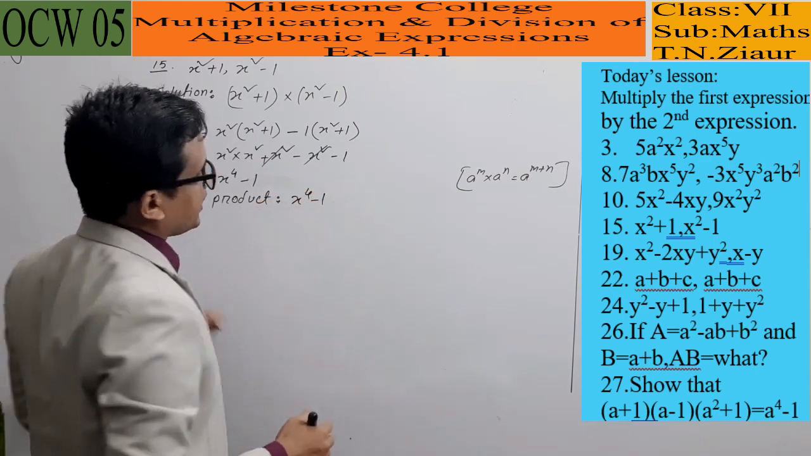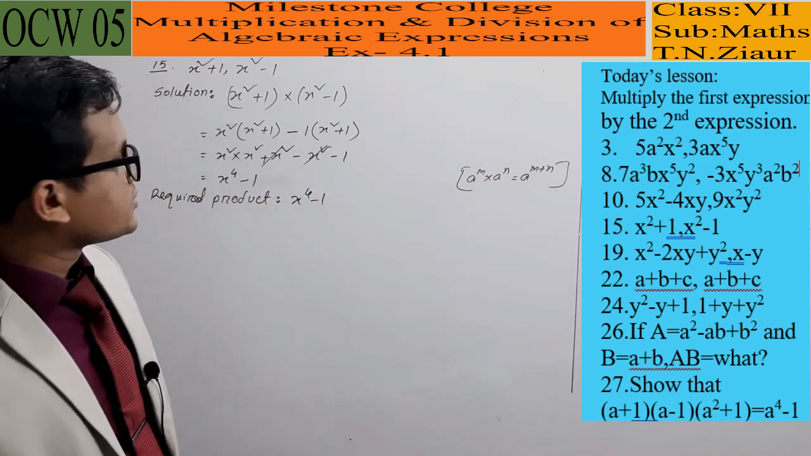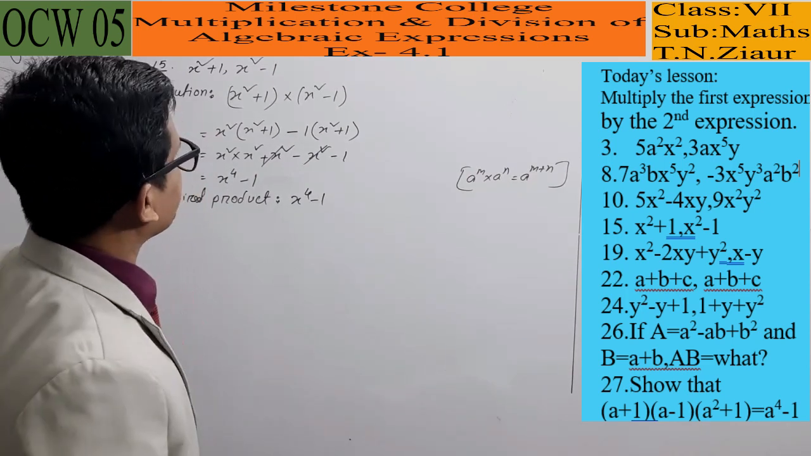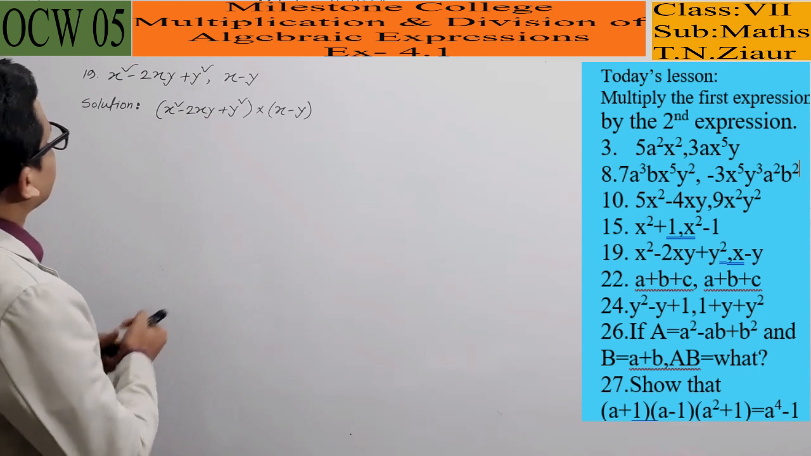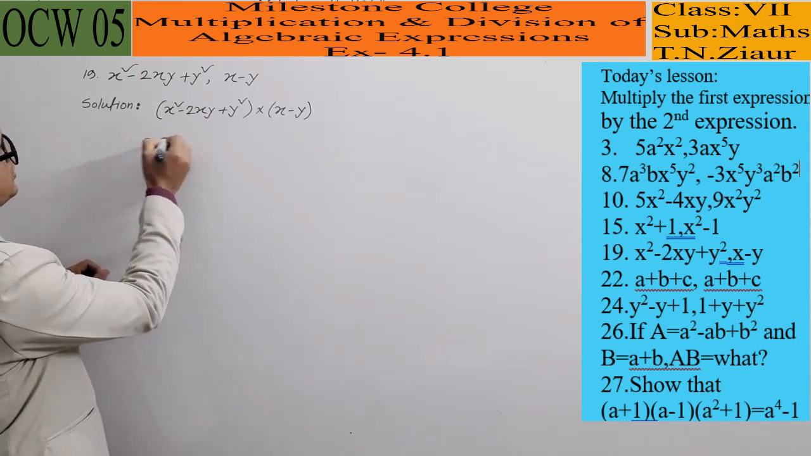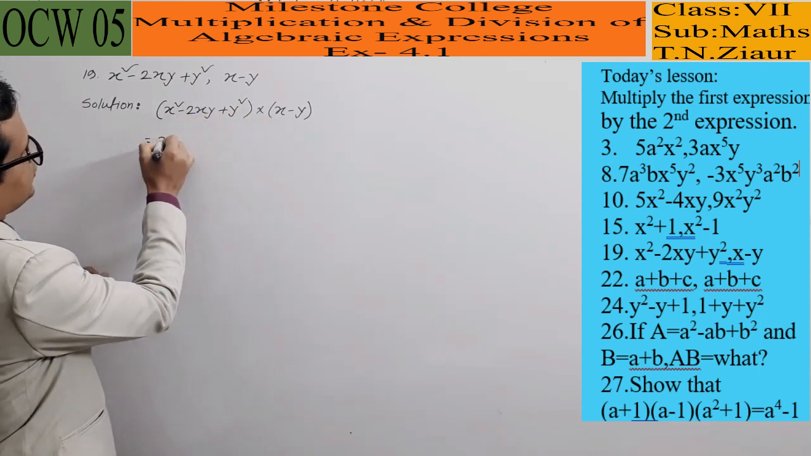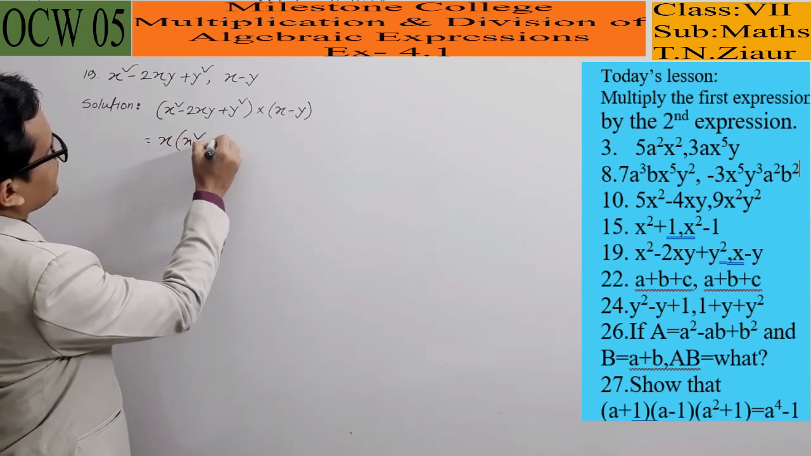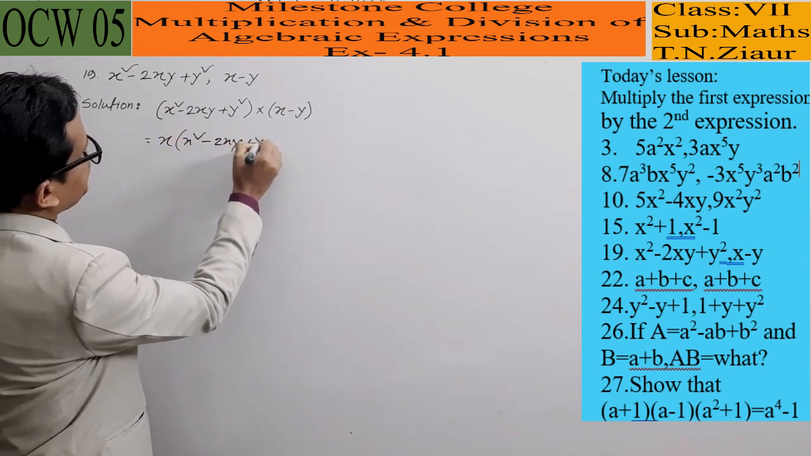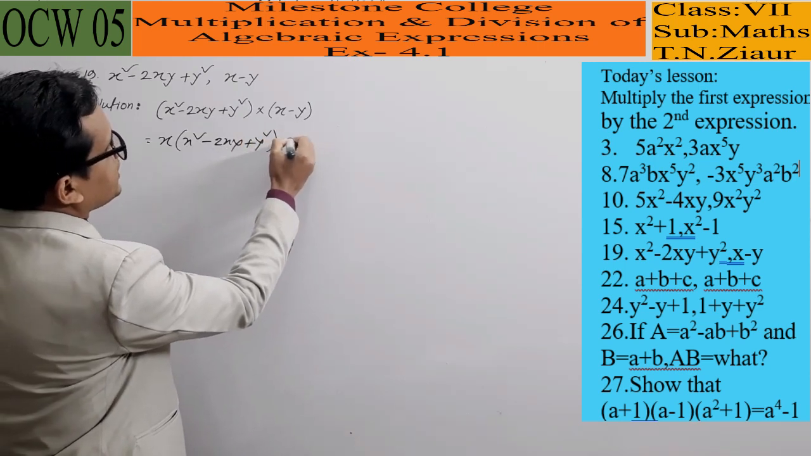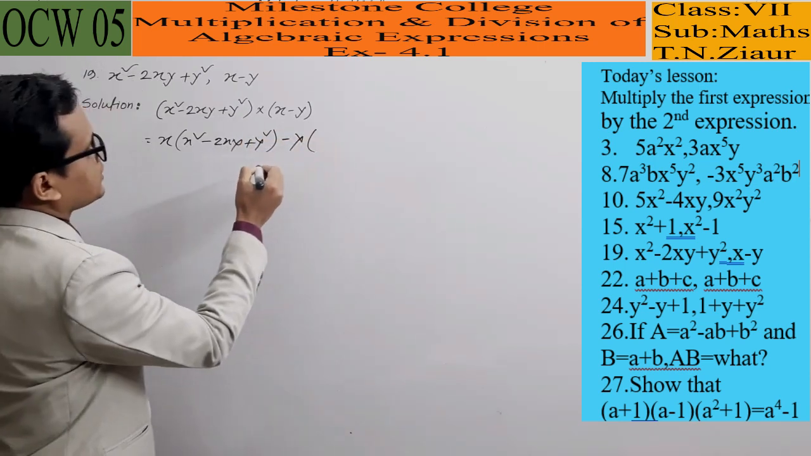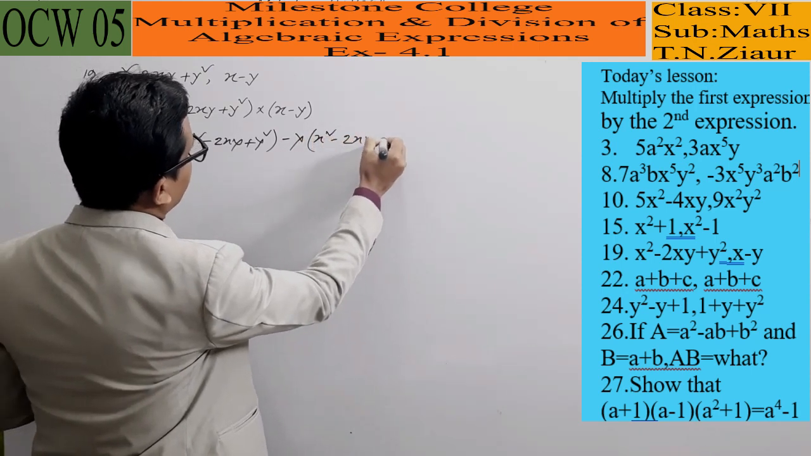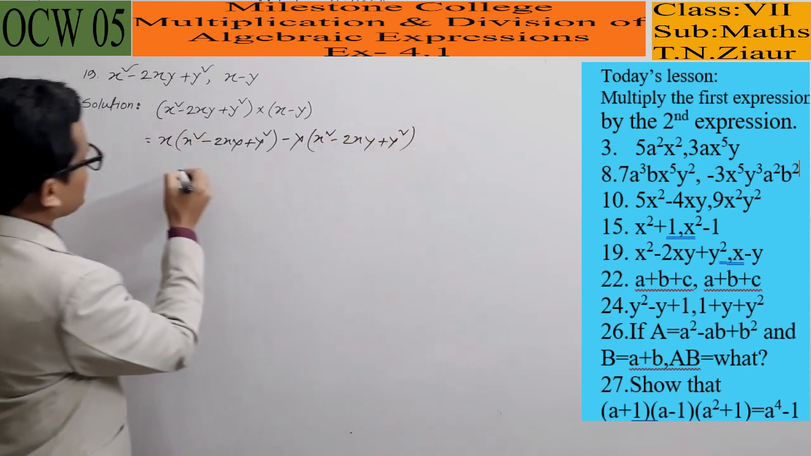Now maybe you are understanding this, right? So now we have to solve number 90. Already I have written this, so just write multiplier into multiplicand. So here is x, so x into the multiplicand, that means x square minus 2xy plus y square. Then minus, again write the multiplier, that means y, and again x square minus 2xy plus y square. Now is it easy, right?